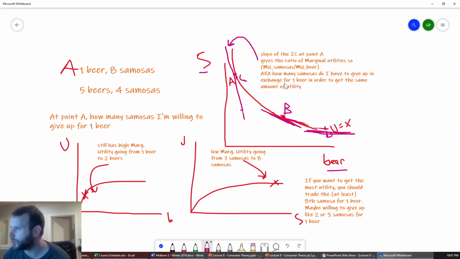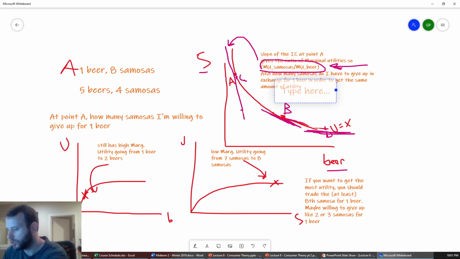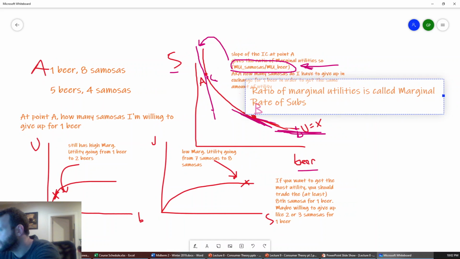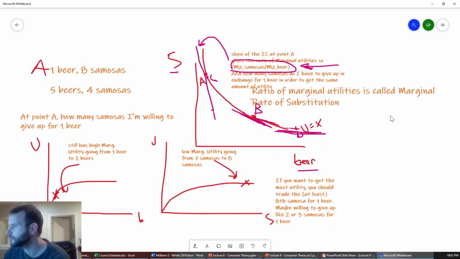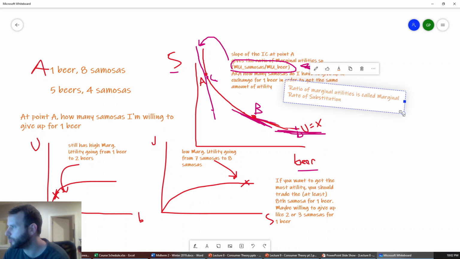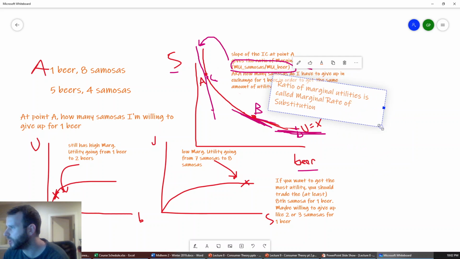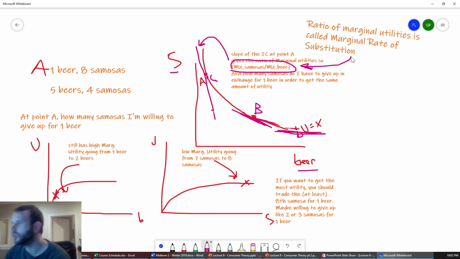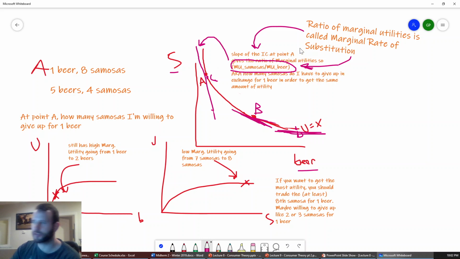So we call this relationship, the ratio of marginal utilities, the marginal rate of substitution. Ratio of marginal utilities is called marginal rate of substitution. I want this to be a little bit bigger so that it stands out relative to the rest of the notes. Okay, and that's also equal to the slope of the indifference curve at point A.